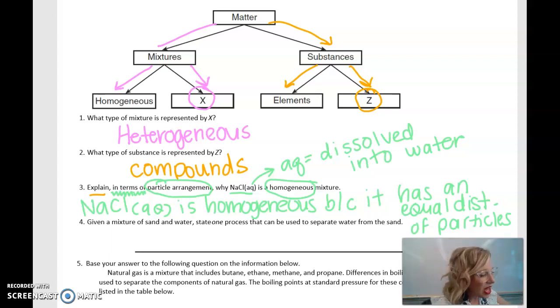All right, question number 4 asks, given a mixture of sand and water, state one process that can be used to separate the water from the sand. So how can we separate sand, which is a solid, from water, which is a liquid, okay?